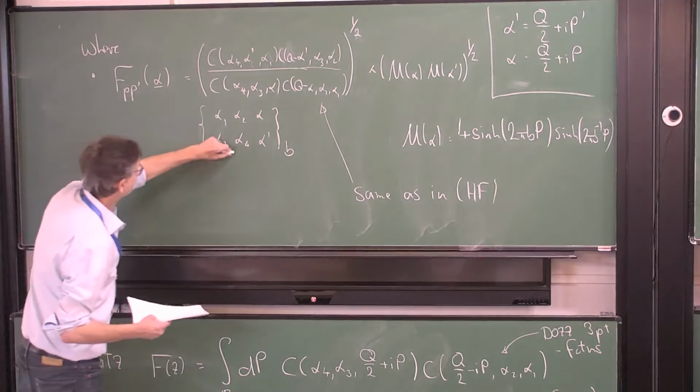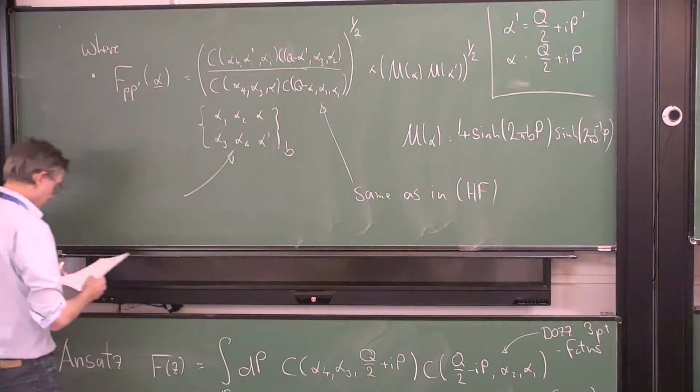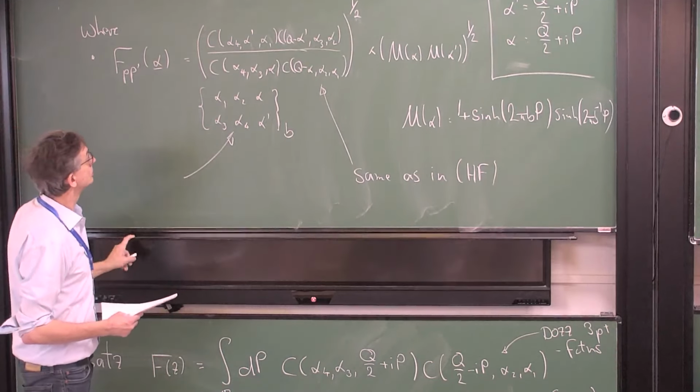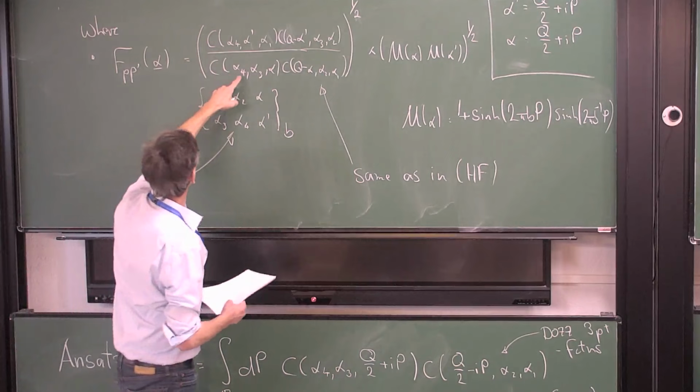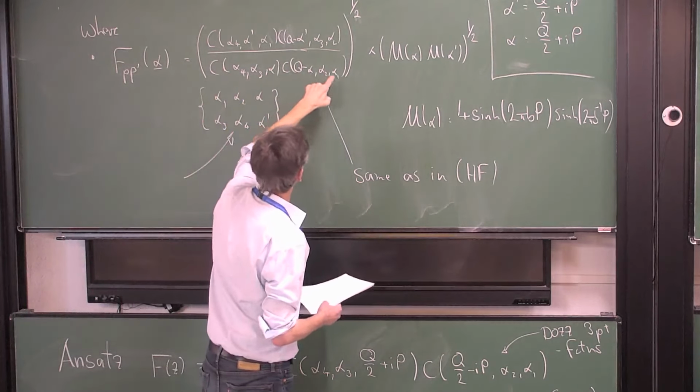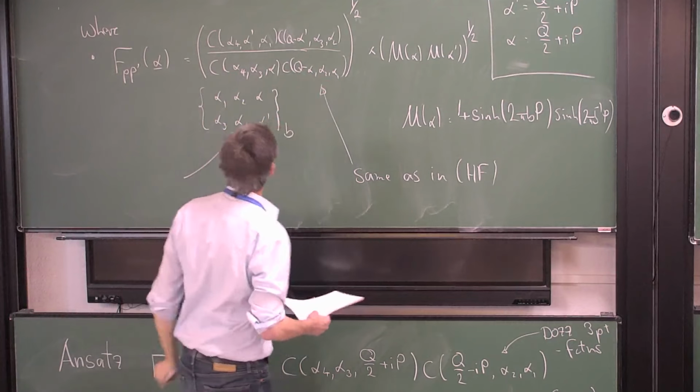But here, this guy is... Sorry, I can't see the indices on the denominator at the top. What is it? It's like C of 4, 3, alpha, then a Q minus alpha, 2, 1.